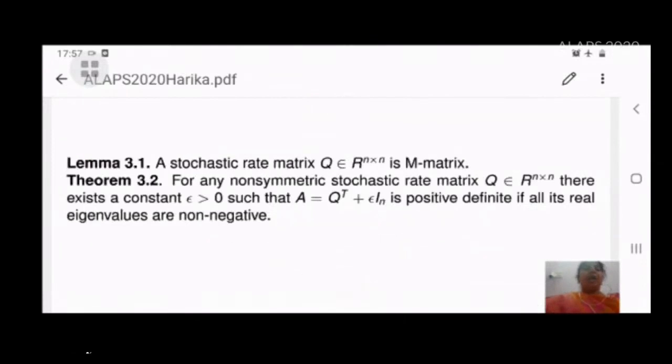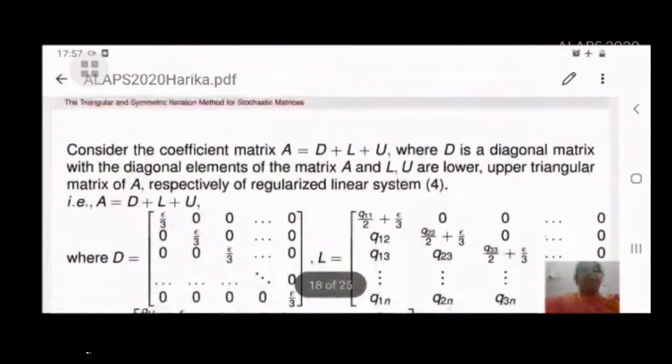Lemma. A stochastic rate matrix Q belongs to R power n cross n is an M matrix. For any non-symmetric stochastic rate matrix Q belongs to R power n cross n, there exists a constant epsilon greater than 0 such that A equals Q transpose plus epsilon In is positive definite if all its real eigenvalues are non-negative. This theorem is very useful in finding the convergence criteria of the triangular symmetric iteration method.